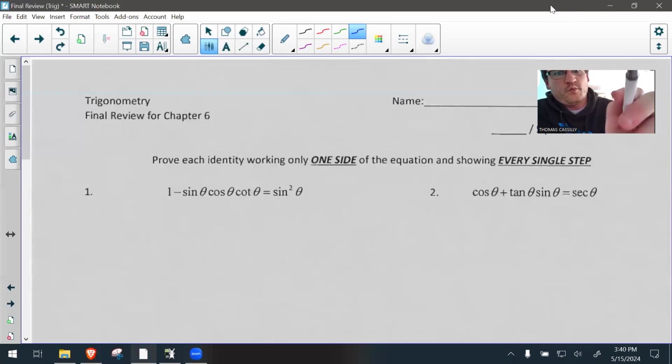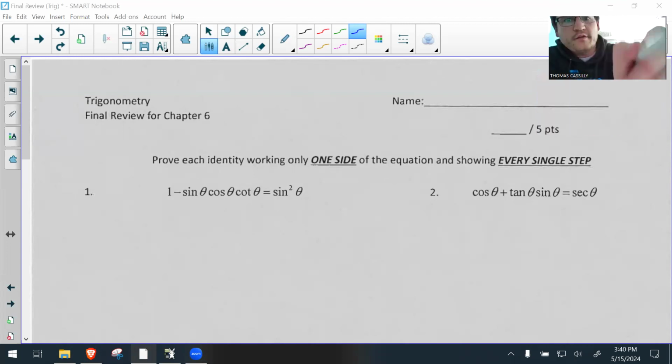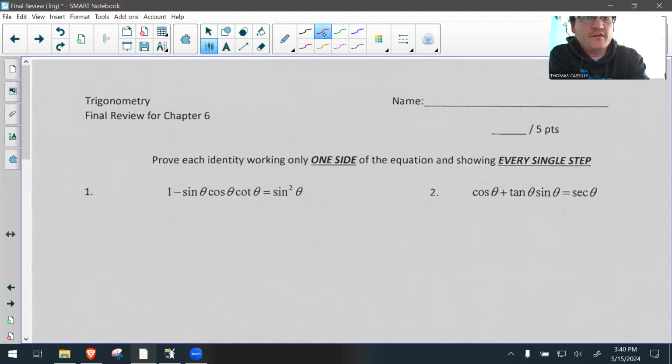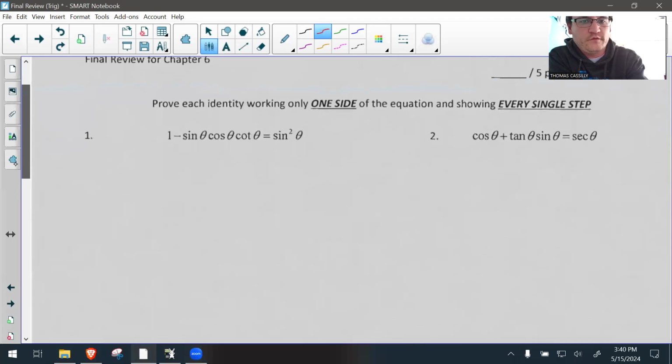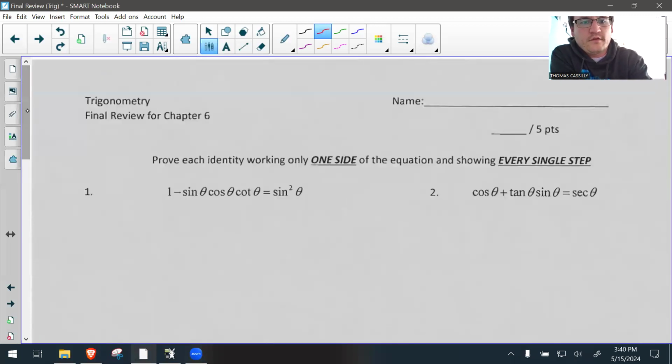Here we go. I'm going to get at least one more knocked out here before I go home. So we're going to do Unit 6 on our trigonometry final exam review. This was all about proofs, right?